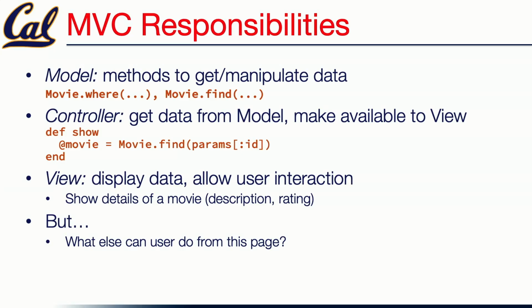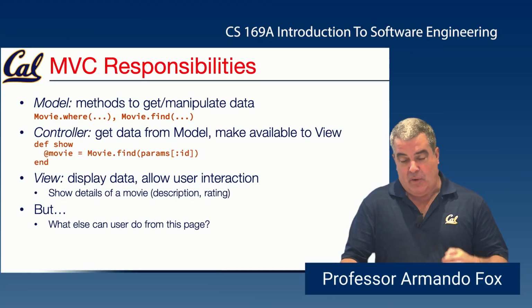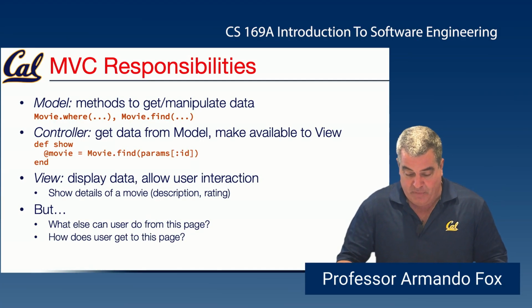But what else can the user do from that page? Like once they're looking at a view of a movie, is there anything else interesting they can do? Like, can they update it? Can they delete it? So now we're going to show some of the actual code glue that makes that happen.